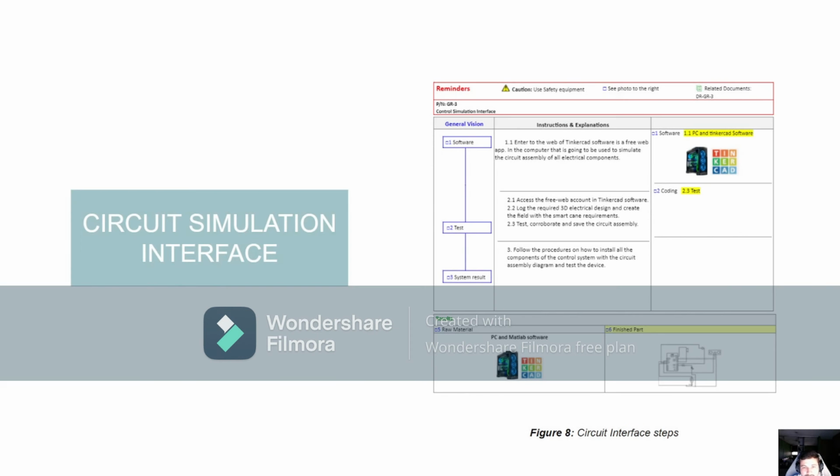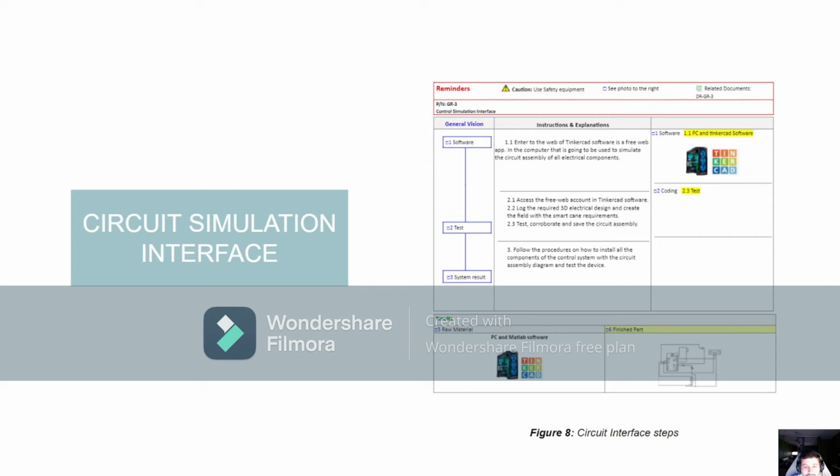The manufacturing process of the simulation was developed in a web called Tinkercad. Tinkercad has the same specification, maybe, as the other diagram manufacturing. There will be a software test and system result entered on the Tinkercad web software. That will be a free web version app on the computer that is going to be used to simulate the sequence assembly of all electrical components. On test, that would be the second part.